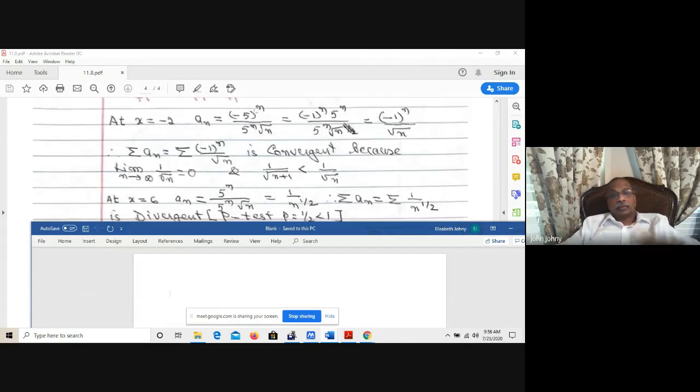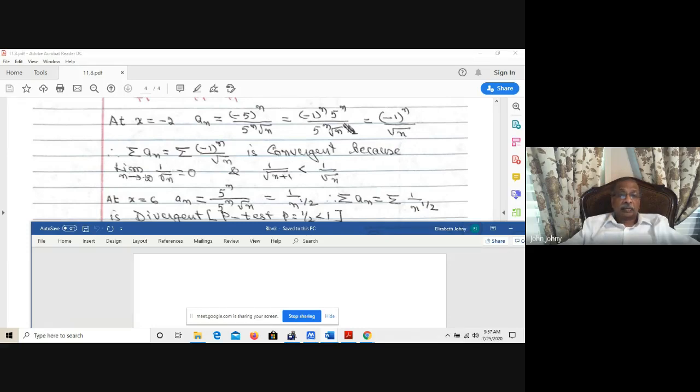So negative 5 to the power of n divided by 5 to the power of n times square root of n. That is negative 1 to the power of n times 5 to the power of n divided by 5 to the power of n times square root of n. This is negative 1 to the power of n divided by square root of n. And apply the alternating series test.